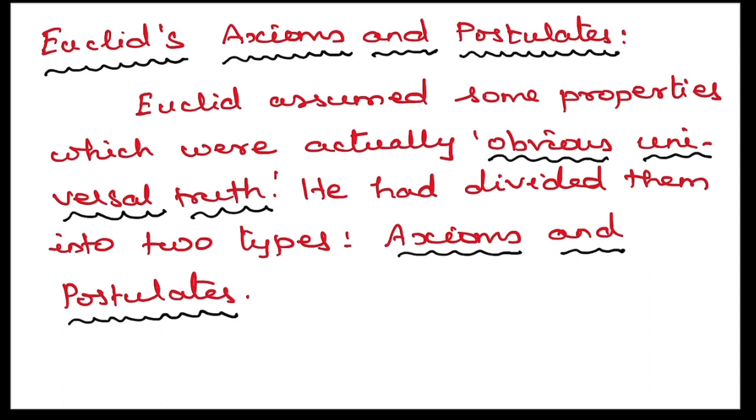That is axioms. Here Euclid gave 10 axioms and subdivided them into 5 axioms and 5 postulates.